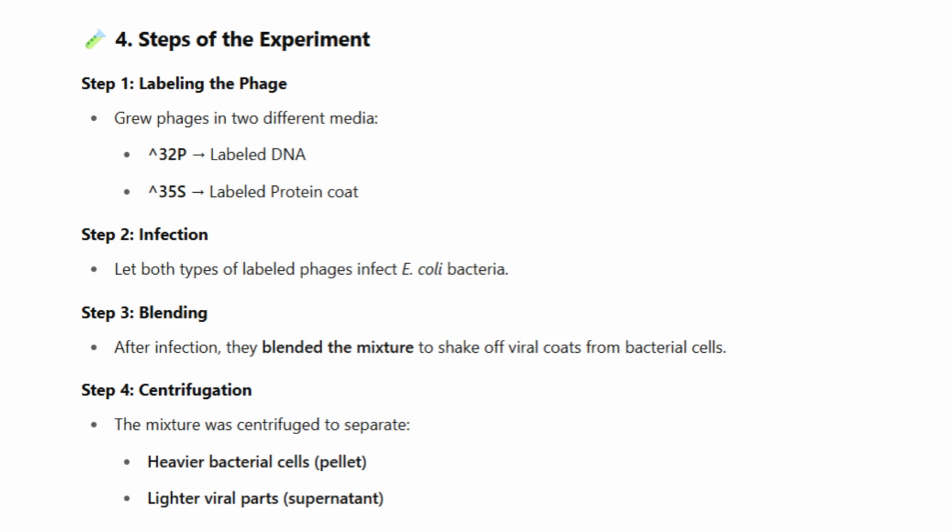Step 1. Labeling the phage. Grew phages in 2 different media. 32P labeled DNA. 35S labeled protein coat. Step 2. Infection. Let both types of labeled phages infect E. coli bacteria. Step 3. Blending. After infection, they blended the mixture to shake off viral coats from bacterial cells. Step 4. Centrifugation. The mixture was centrifuged to separate heavier bacterial cells, pellet, from lighter viral parts, supernatant.